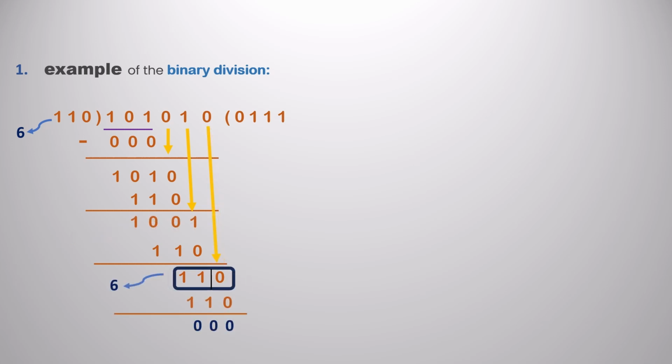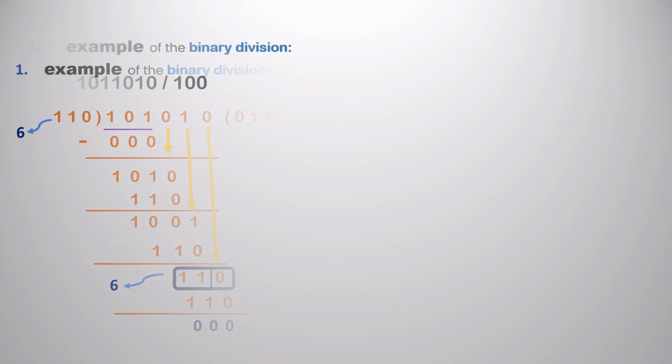Finally, 110 means 6. So 6 ones are 6. In the quotient part we have to write 1, and in the next part 0. So this is the final simple division. Next we are going to see some more examples, so that you can understand clearly, with the help of fractional examples also.